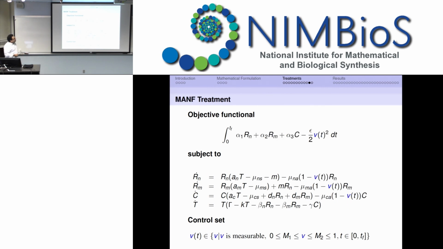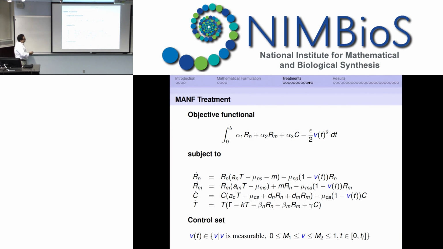Okay, for the MANF treatment, in this case, we're trying to maximize all the photoreceptors, which is why we have the sum of all of these terms over here, while at the same time we're trying to minimize the MANF treatment, which is represented by the function B. And in our state equations, we incorporate this treatment in the following way.